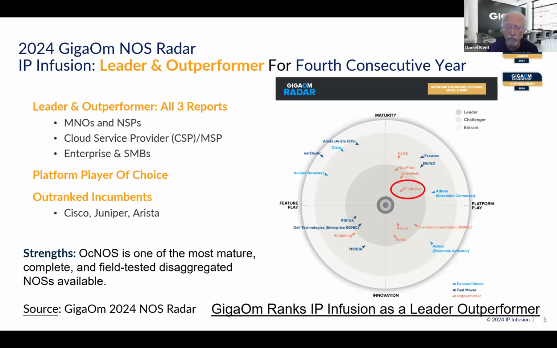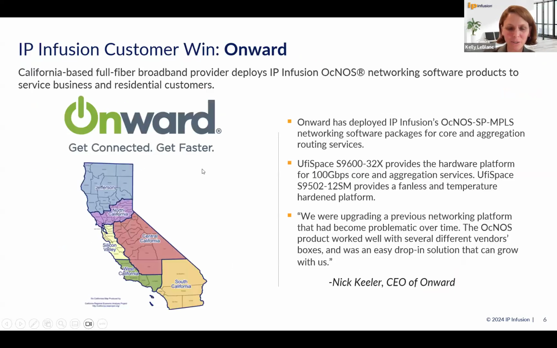Oh, thank you so much, Daryl. I think that's a really nice setup and segue to go and drill down into this specific use case to learn more about this network disaggregation in action. So right now, let's move forward, and it's my pleasure to introduce IP Infusion's customer win story with Onward. Many of you have read our recent press release for this announcement, where we shared how Onward is a California-based full fiber broadband provider that selected OcNOS to service its business and residential customers.